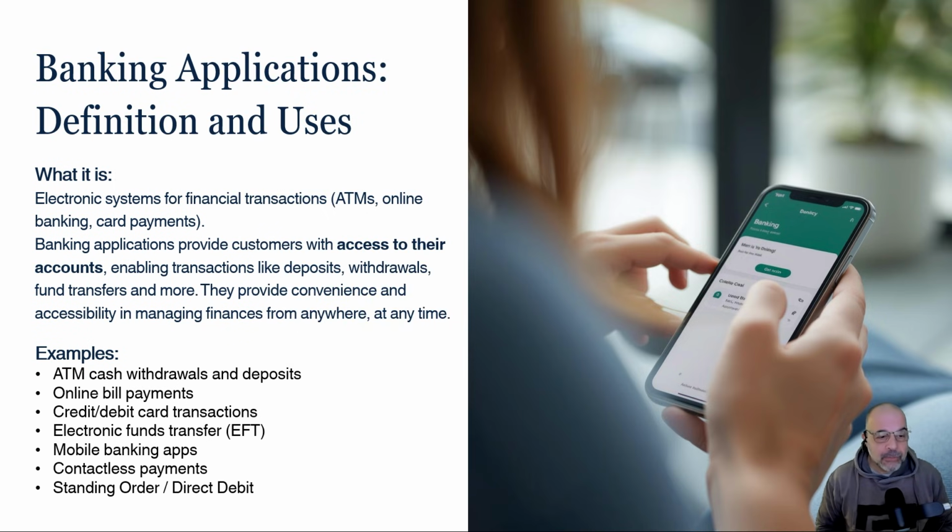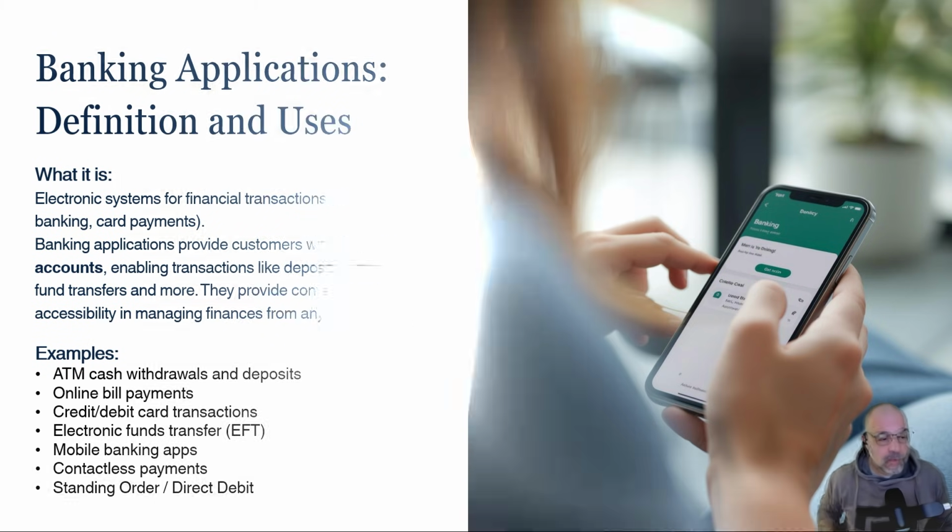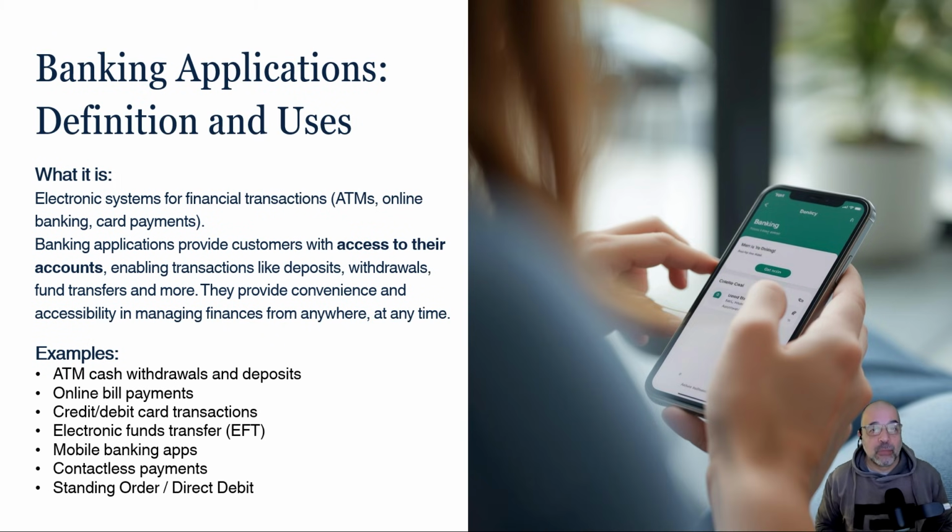Mobile banking apps. That's where we can access our bank accounts and services which our bank offers through mobile devices like a smartphone. Contactless payments. That's where we can pay for purchases that we're going to make using our debit or credit card, and we can just tap our card on the EFTPOS machine. As I said, we're going to explain that in a second. Standing order and direct debit.